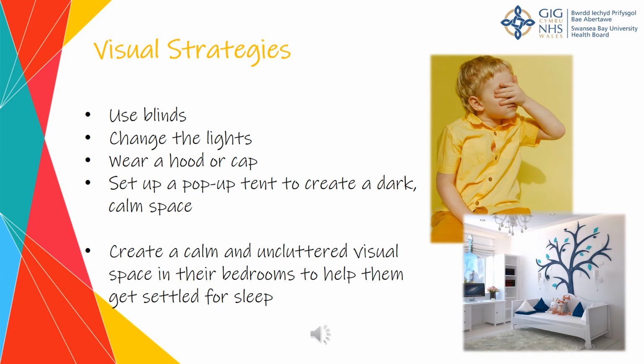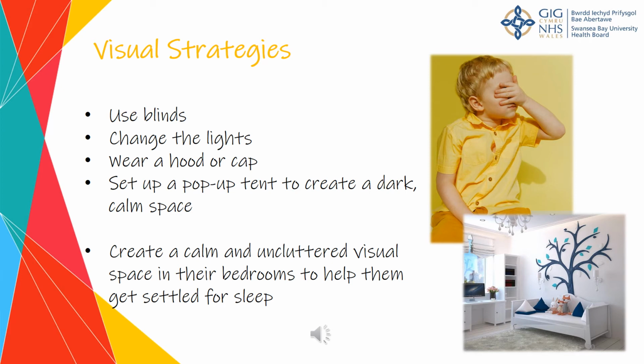If you've noticed a child is overstimulated by visual input, there's simple strategies you can use, such as using blinds to limit the amount of light that's let into a room and block out direct sunlight. You can change the lighting in the room to a softer light, leaving just enough light to do what's needed. The child might prefer to wear a hood or cap if they're outside in the bright environment. You can also set up a pop-up tent to create a dark, calm space for them to retreat to.